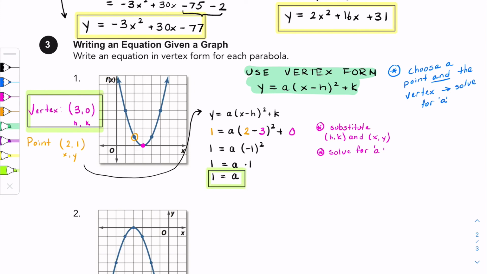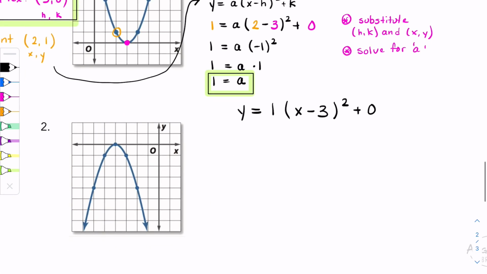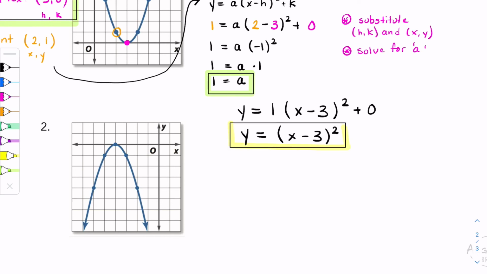So I'm taking only the two parts I just highlighted in green, and I'm going to write my final answer as y equals the a value of 1 multiplied by x minus 3 for my h value in parentheses squared plus 0. Now I can clean this up and write it as y equals x minus 3 in parentheses squared, and that's it. This here is my final answer in vertex form.